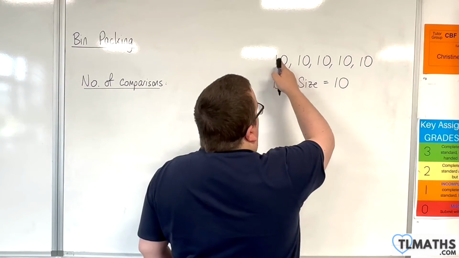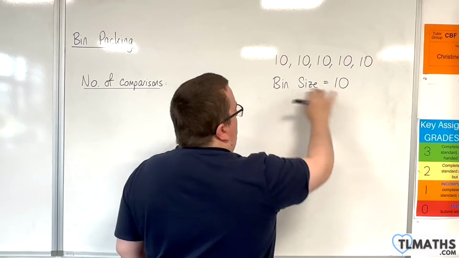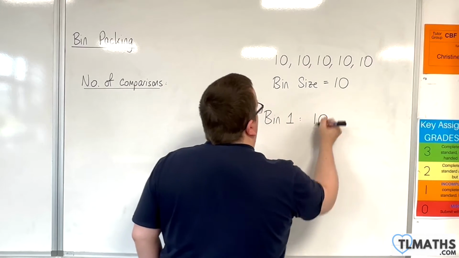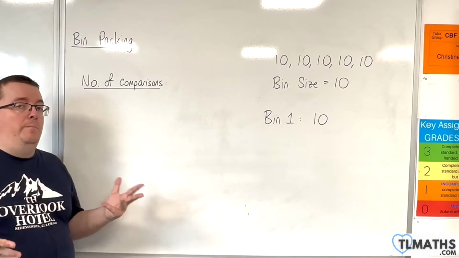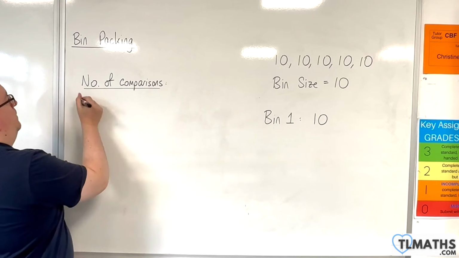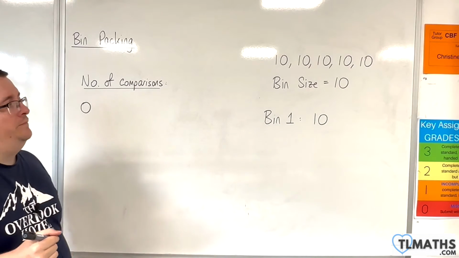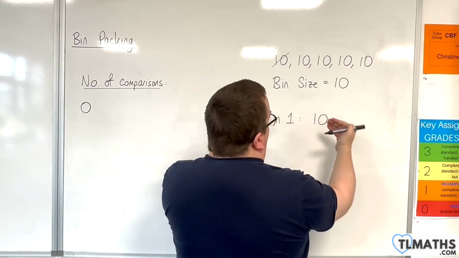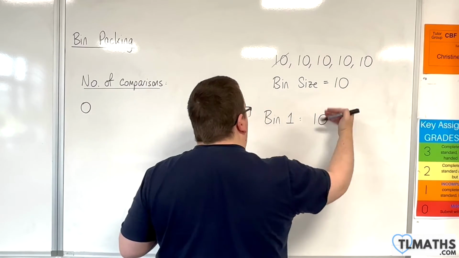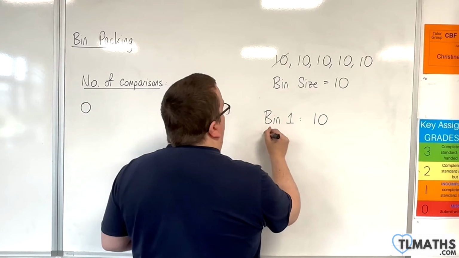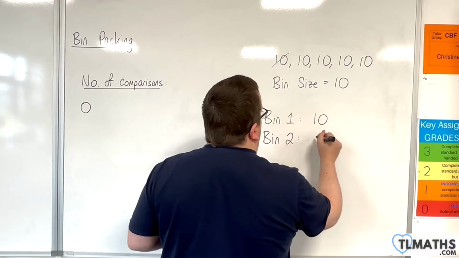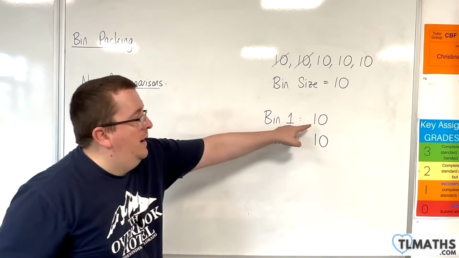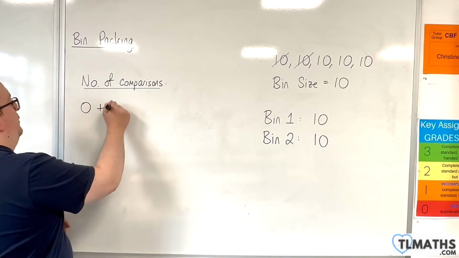So, if we had our first package trundles along, size 10, bin size is 10, well that means it can go into bin 1. I didn't need to make any comparisons to get to that point, it just fell into bin 1, so I've currently made 0 comparisons. So that's the first one done. Now the next one comes along, and it can't go in bin 1, so I've had to compare it with the item currently in bin 1. It can't go in there, so it's got to go into the next available bin, bin 2. So I had to make 1 comparison.